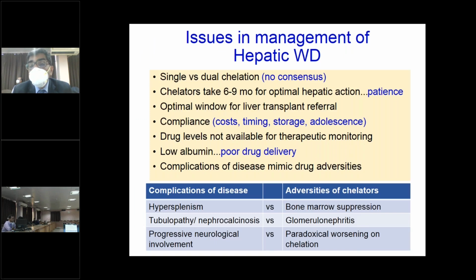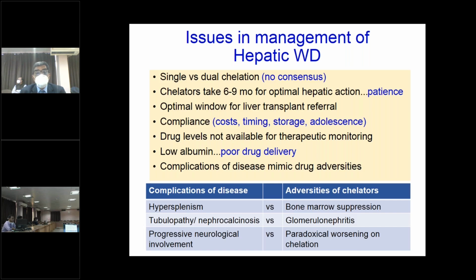Now we face certain issues during management of Wilson disease. There is no consensus so far whether single or dual chelation is best for hepatic Wilson disease. These chelators take at least 6 to 9 months for optimal hepatic action, so we require a lot of patience for clinical response, and after that we need to have an optimal window for liver transplant referral if required.